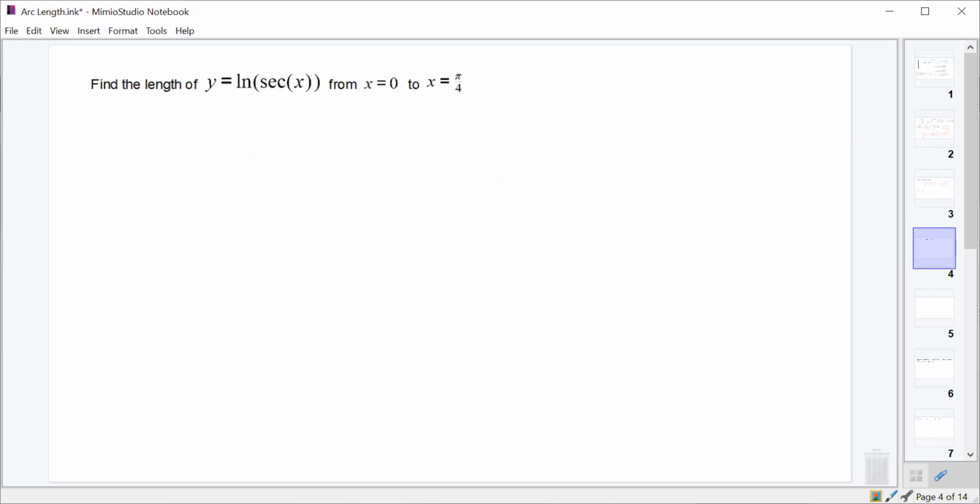All right. Let's figure this one out. Let's do this one all the way out by hand and not approximate it. So we're going to find the length of y equals the natural log of secant of x from x equals 0 to x equals pi over 4. So in order to do this, first thing we're going to need to know is what y prime is. So what's y prime going to be? It's the derivative of natural log of secant, which ought to be 1 over secant.